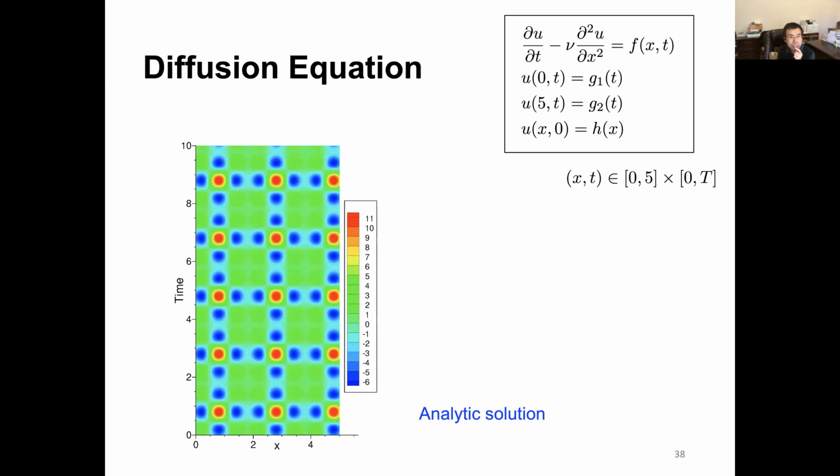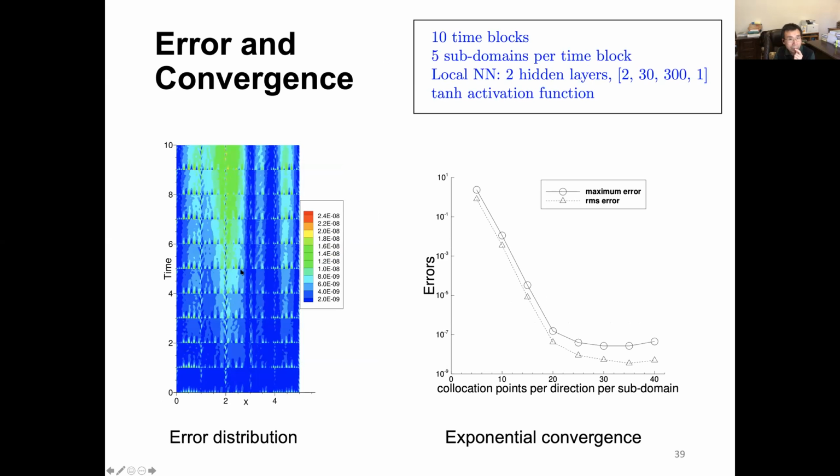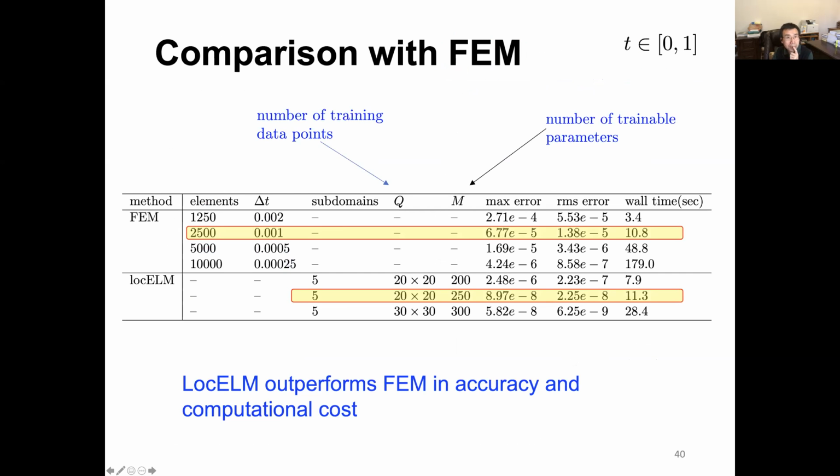So here, that's the diffusion equation in 1D plus time, and that's the analytic solution. Here's the error distribution in the spatial-temporal domain with the local ELM, at an error level of 10 to the negative 8 or so. This one is the error versus collocation points. We see the exponential convergence. That's the local ELM with 10 time blocks when computing this. And this one is the comparison with the classical FEM.